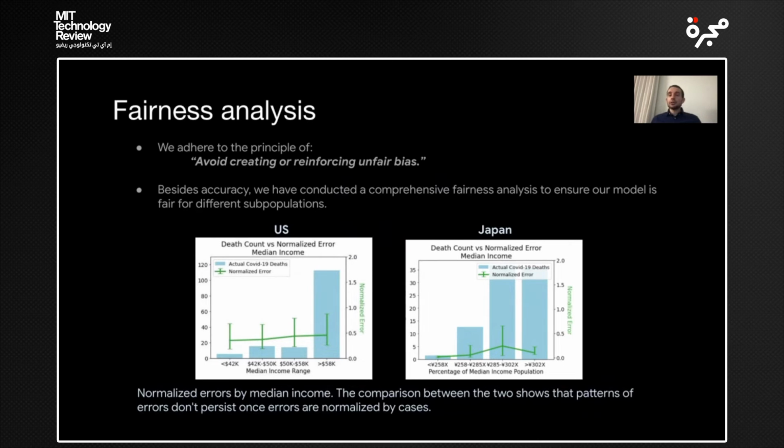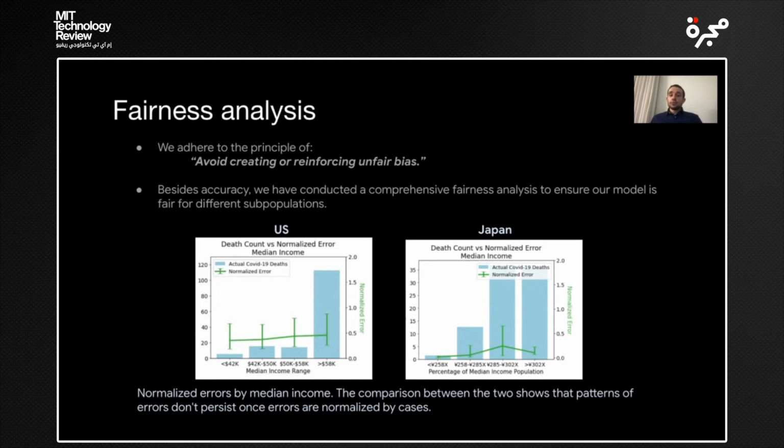So we have made sure that our model is not creating or reinforcing unfair bias when we consider different sensitive attributes in the population, such as race, income level, gender, and so on. And you can see some example results that we have demonstrated our model's errors are not dependent on any of these. And when we look at different slices of the population, we have seen that our model has yielded very similar performance.